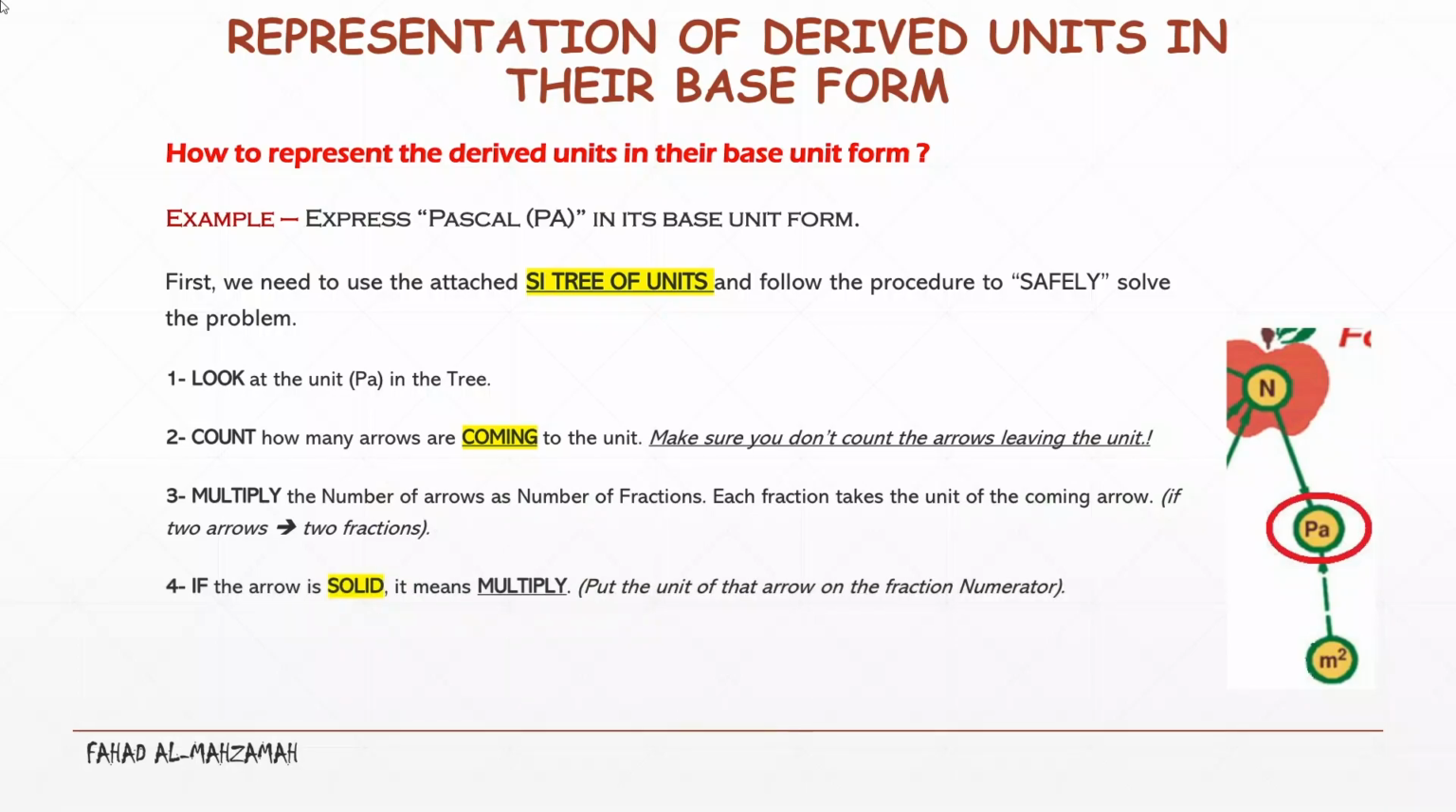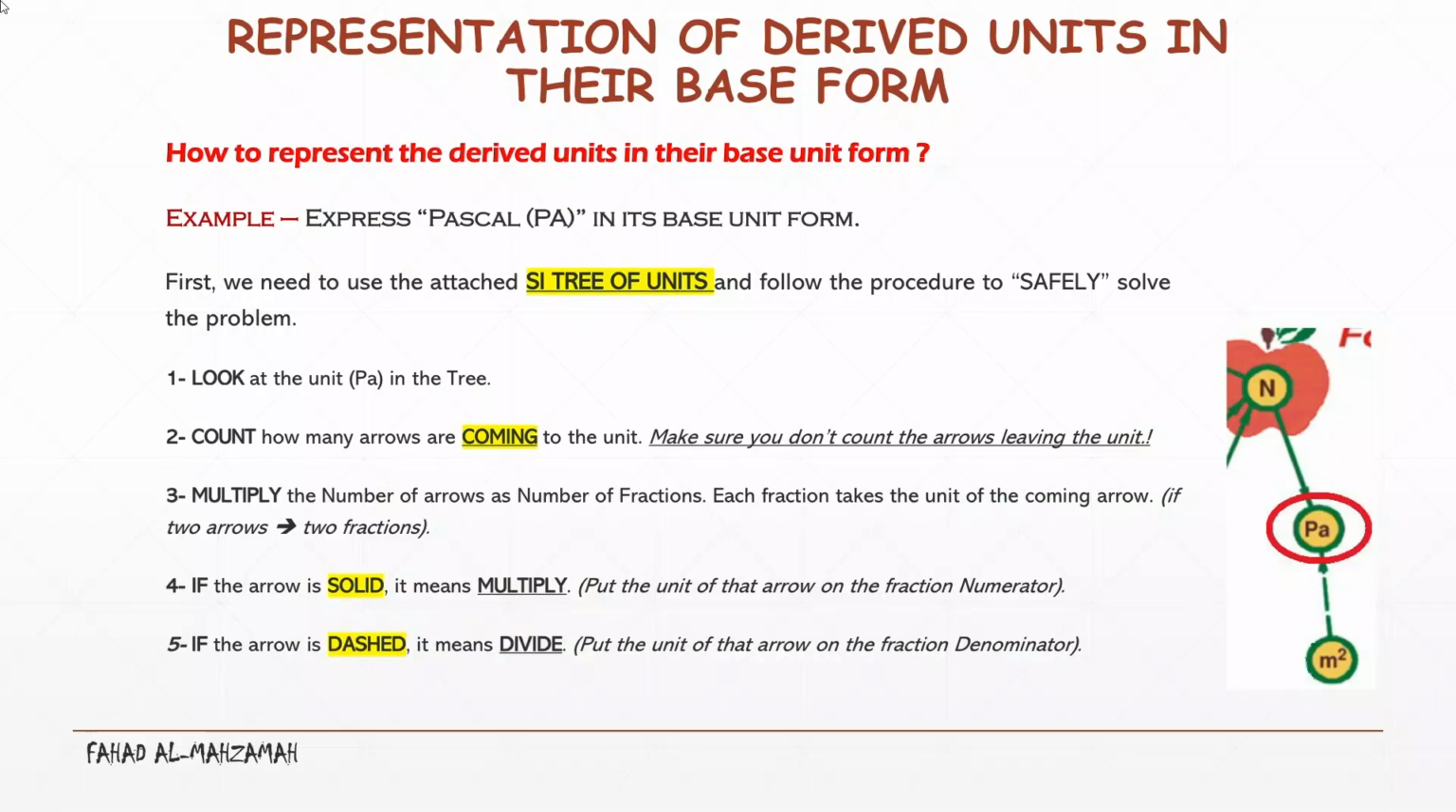The fourth step says, if the arrow is solid, and what we mean by solid is like this, it means that you multiply. And when we say in the fraction that it's multiplication, we will put it in the numerator of the fraction. So any unit that has a solid line, we will put it in the numerator of its fraction. Now, what about the second case? It says if the arrow is dashed, and what we mean by dashed is like this.